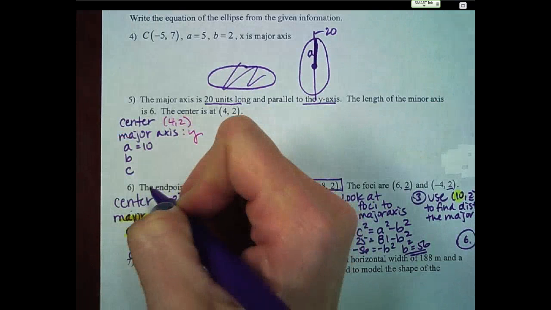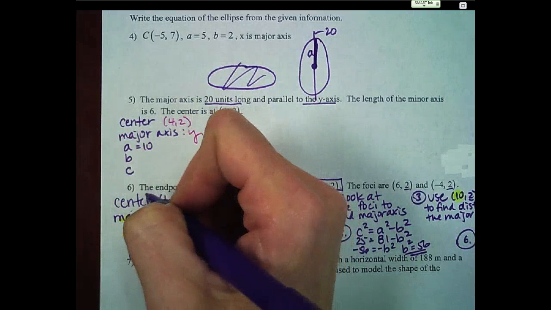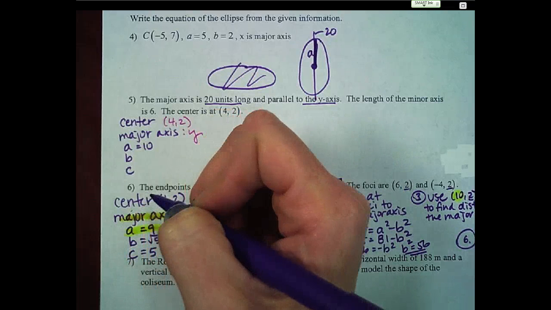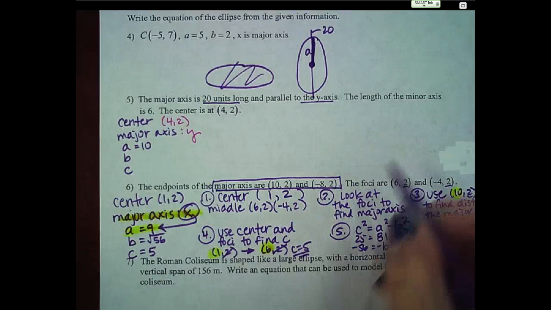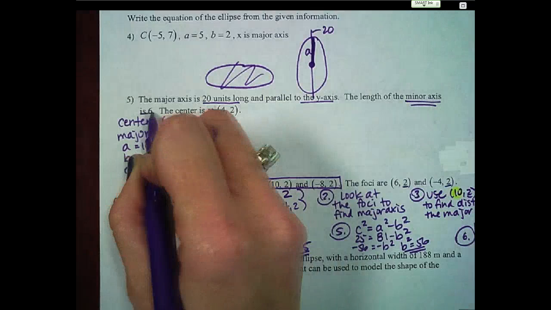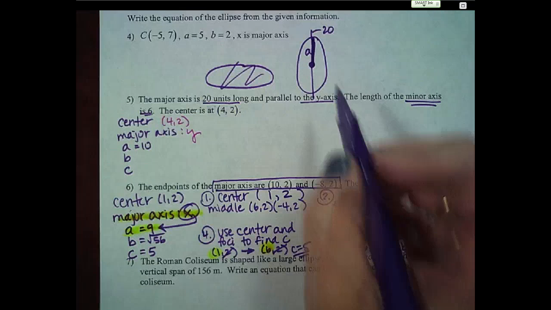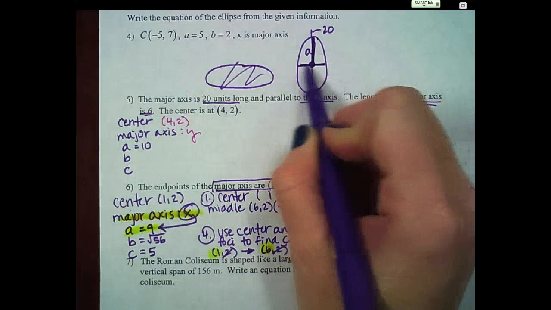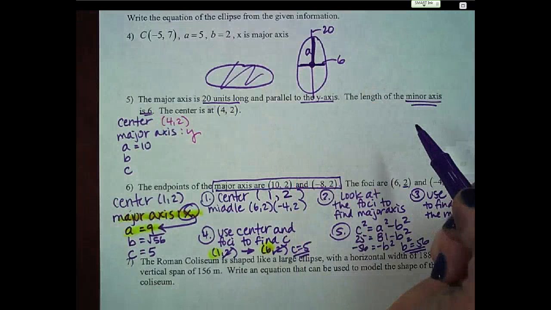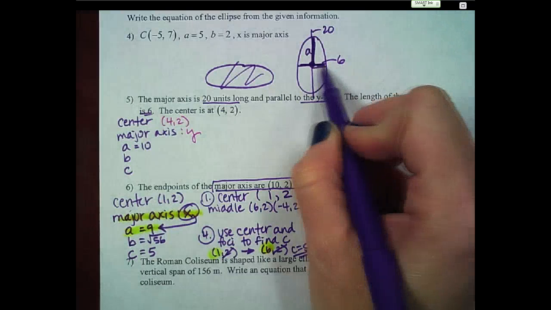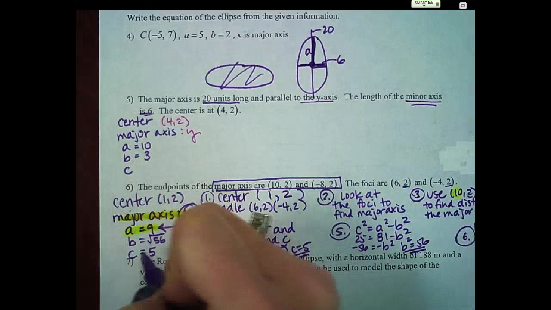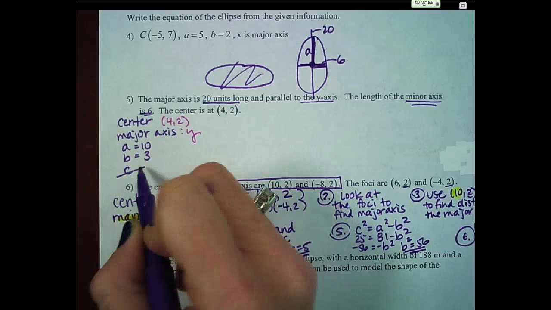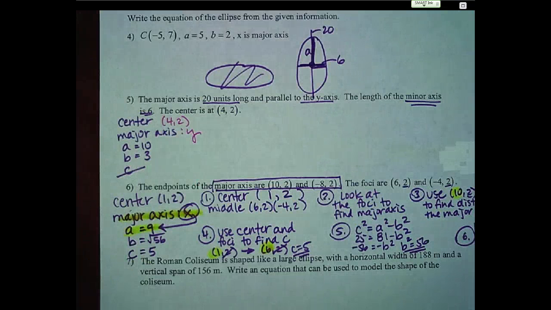You gotta be careful about that. If I give you the entire axis, then A and B are just half of it, right? Now then it says the length of the minor axis is 6. So the entire axis on the minor is 6. So B is just half of that, so B would be 3. Well, it gave me enough information for A and B, so I didn't even have to find C. All right, now then you can just write your equation.